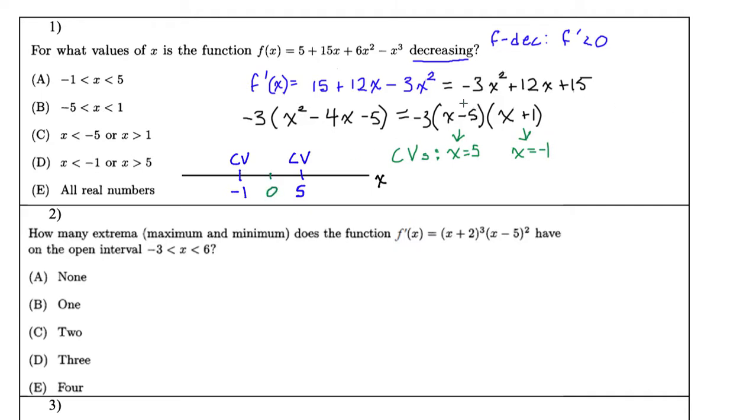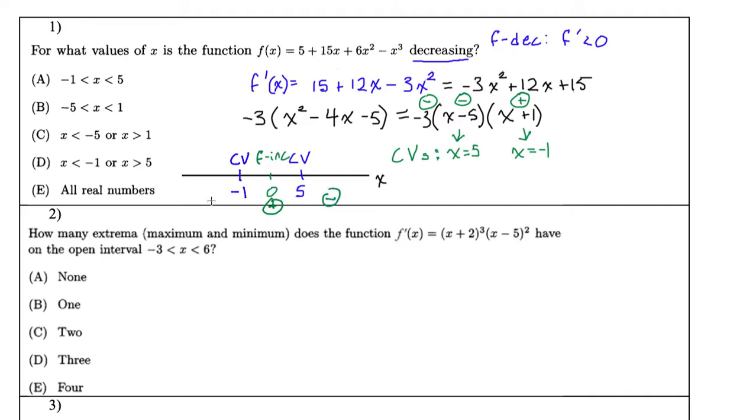When I plug in 0, I'm plugging into my factored form that has a negative 3 with a GCF out front. So when I'm plugging in, I get 0 minus 5 is a negative, and 0 plus 1 is a positive. Multiply a negative times a negative, and you get a positive. So that means that this is a positive interval, which means that this is f increasing. Since we know that that is increasing and this power here is 1, this power here is 1, they are odd powers, so the signs should be flipping over each CV. So if it was a positive, the sign should be flipping to a negative.